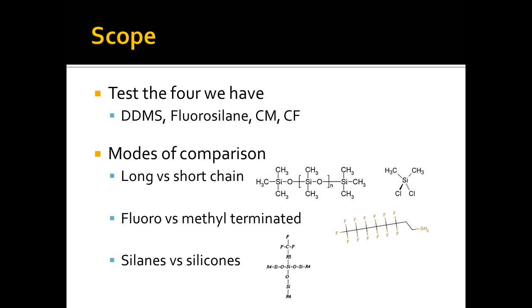We have long chain versus short chain coatings, the short being the DDMS, the other ones being a little bit longer. We have fluoroterminated versus methyl-terminated, the DDMS and CM being methyl, the fluorosilane and CF being fluoroterminated. And we have a little bit of comparison between silanes and silicones, 2 of each.